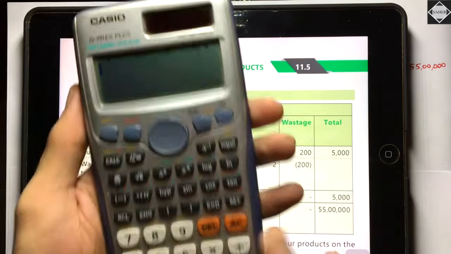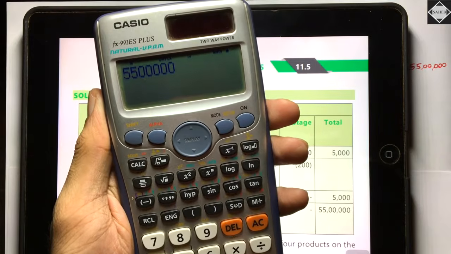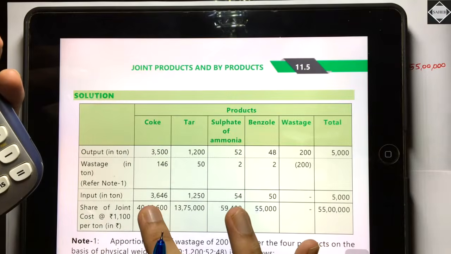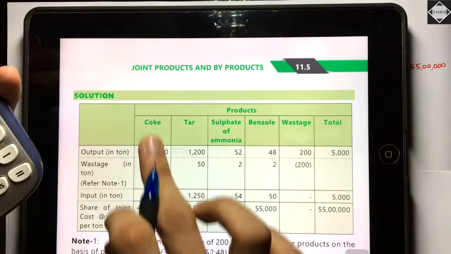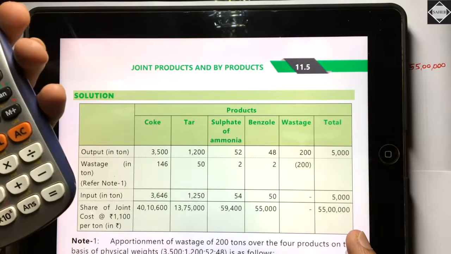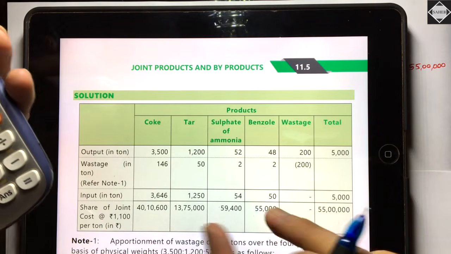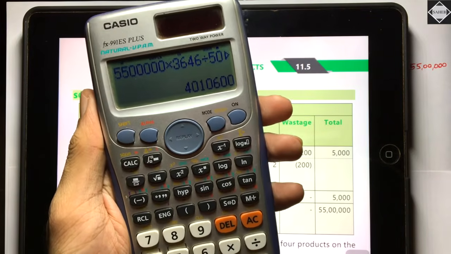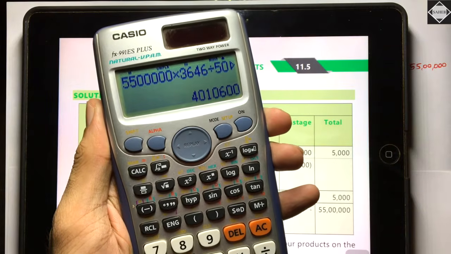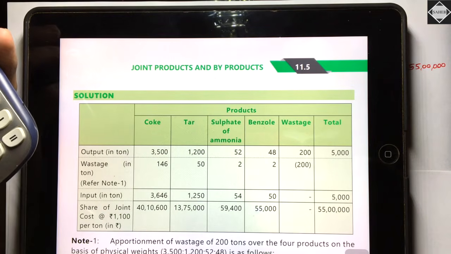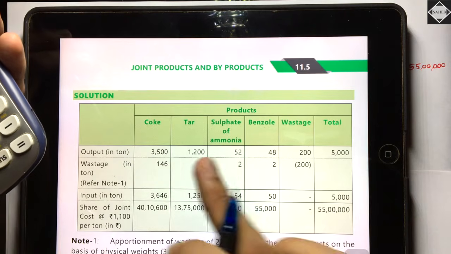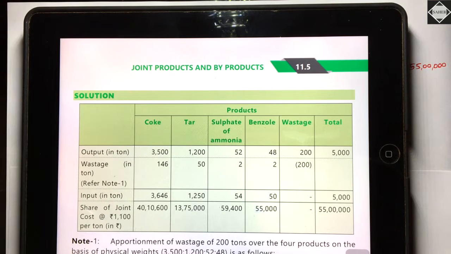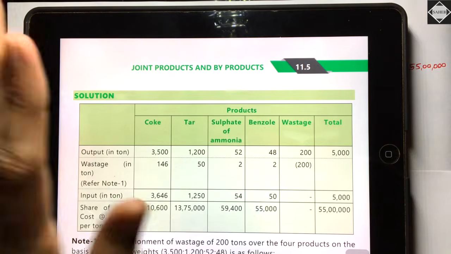So see, 55 lakh into 3646, that's the input of coke, right? Divided by 5000, because here we are now using input ratio. That's equal to 40 lakh 10,600. Same with all of these products: tar, sulfate, benzol. This is what ICAI has done, but it's unnecessary. Really, you don't have to do all this. Okay, it's really simple actually. Directly you can do it on the output ratio.